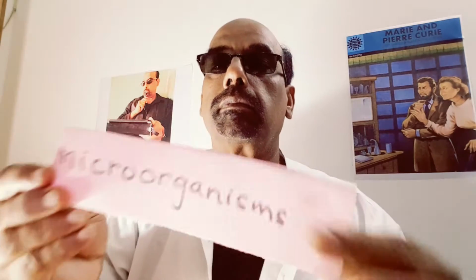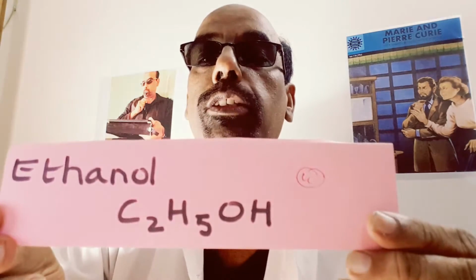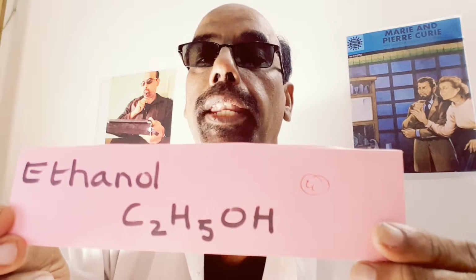is a chemical process in which microorganisms such as yeast act on carbohydrates to produce ethanol, C2H5OH, an alcohol. Carbon dioxide is also formed.